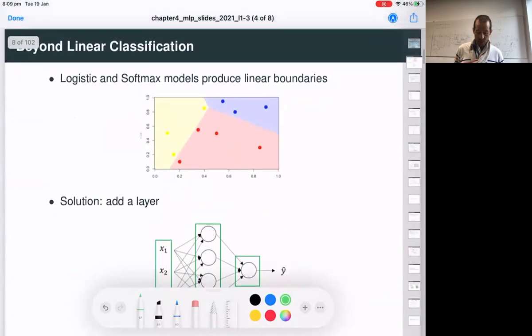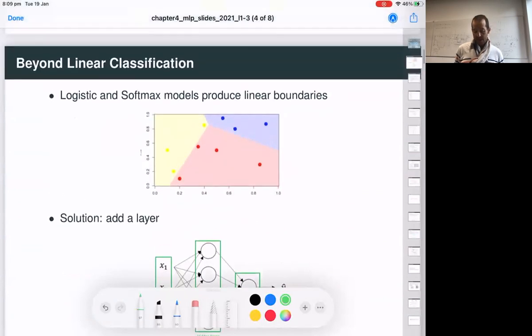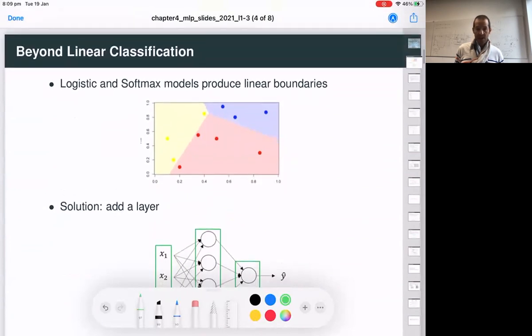Okay, so this is what we have seen at this stage. And what we have seen also, which was a little bit surprising, is that the logistic and the softmax model produce linear boundaries. And I hope that everybody is aware of this. In my first lecture, I showed very quickly that for the logistic model, you end up with a linear decision boundary to classify the 0 and the 1.